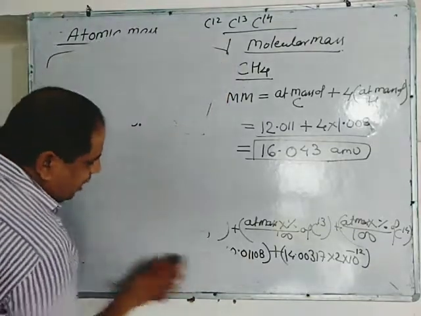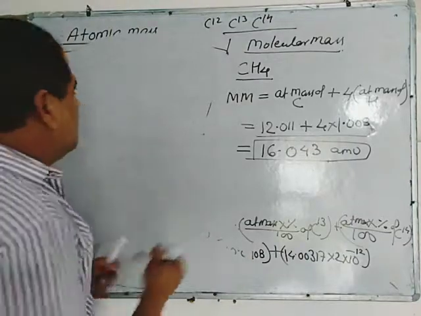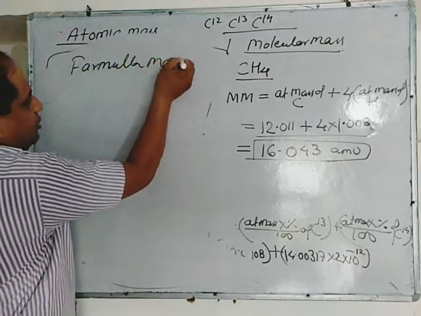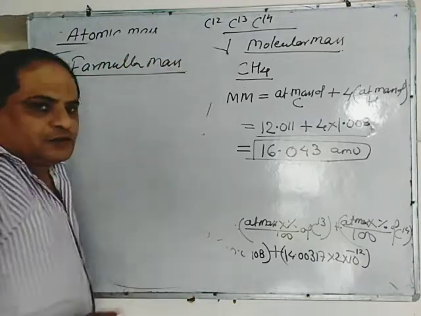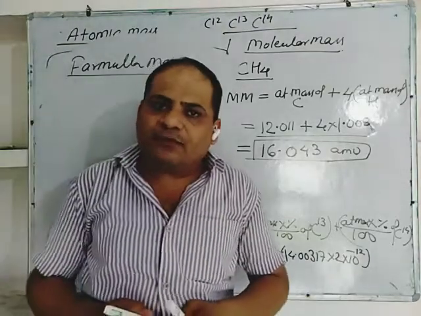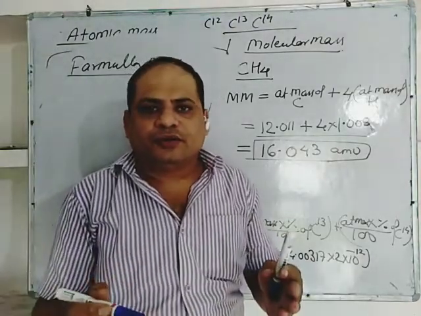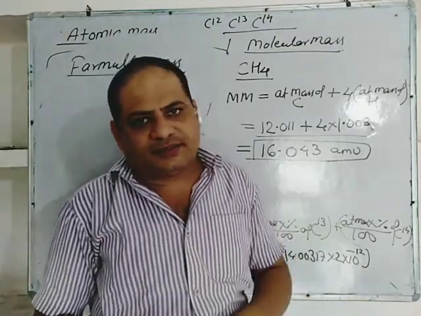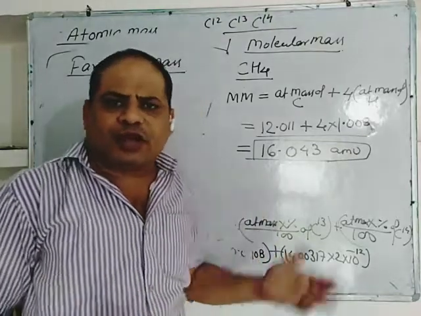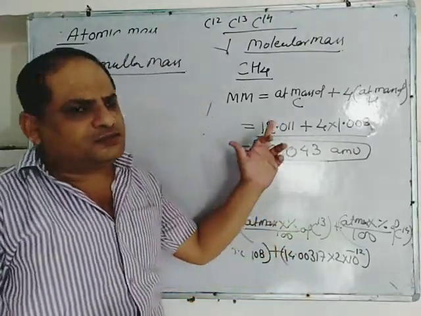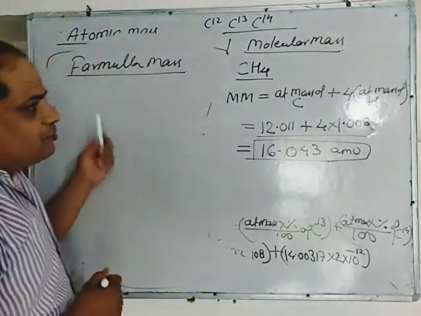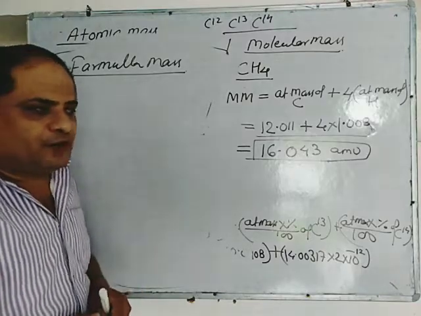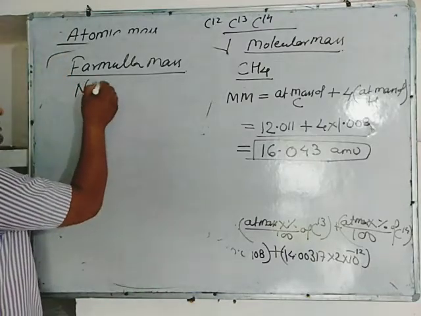Now come to formula mass. What is formula mass? Actually, the term formula mass is used for the compounds containing positive and negative ions. This is almost similar to that of molecular mass, but when the term formula mass is used, it means this is an ionic compound. For example, NaCl.